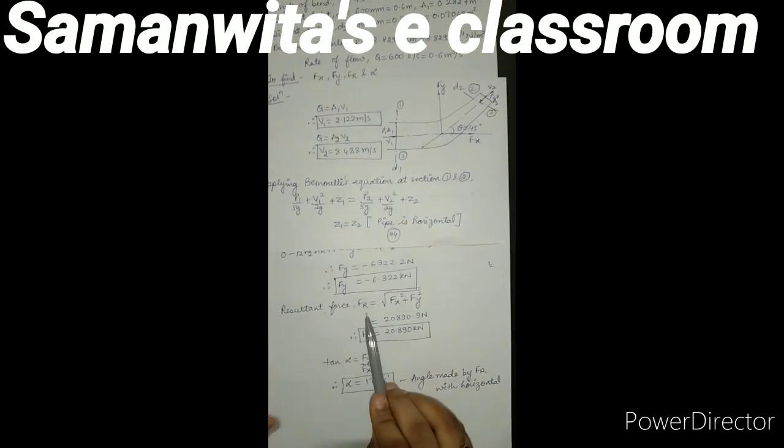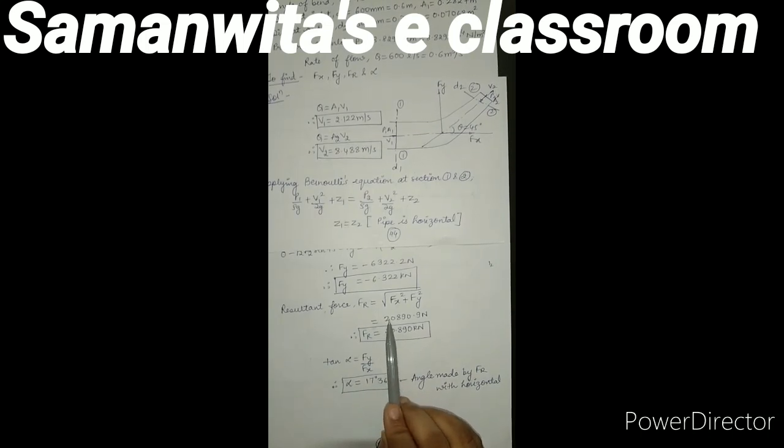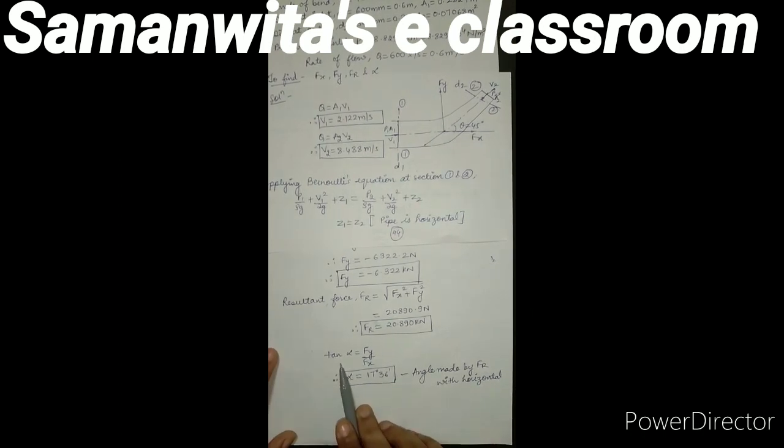Resultant force Fr is calculated using the formula root of Fx² + Fy². If you substitute the values of Fx and Fy, you will get Fr as 20.890 kilonewton. And last but not the least, you have to calculate the value of alpha. So use the formula tan α = Fy/Fx. If you substitute, you will get the value of alpha as 17 degrees 36 seconds. This is the angle made by the resultant force with the horizontal axis.